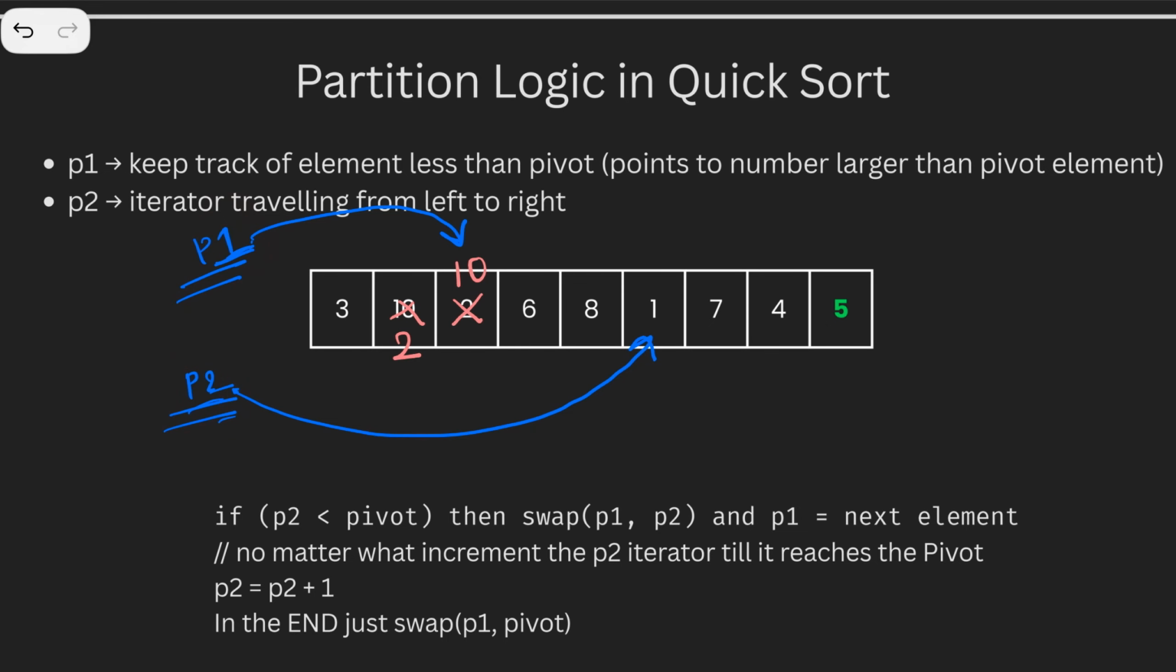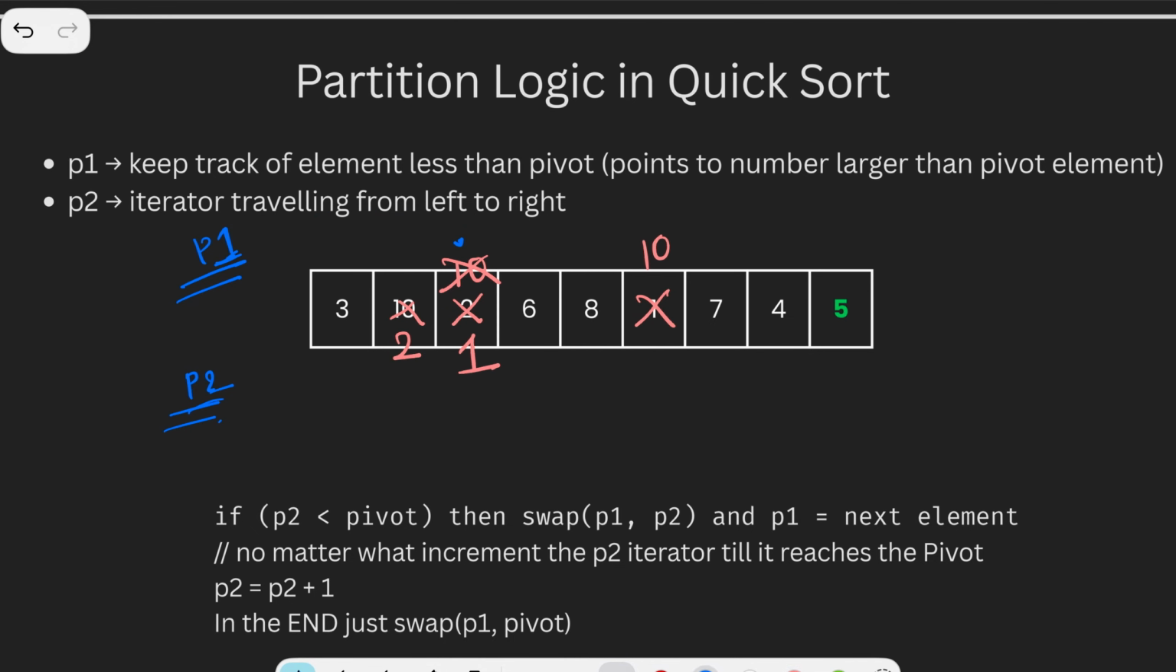Again, remember, why are we swapping P2 with P1? Well, P1 is pointing to the very first element which is greater than our selected element. And we know for a fact that P2 is less than our selected element. What we want is all the elements which are less than our selected element on the left side, right? So we are going to swap it. So we remove 10 from here, we remove 1 from here, 10 will go here and 1 will be here. So once the swapping is done, now P1 will move further and P2 will point to 7.